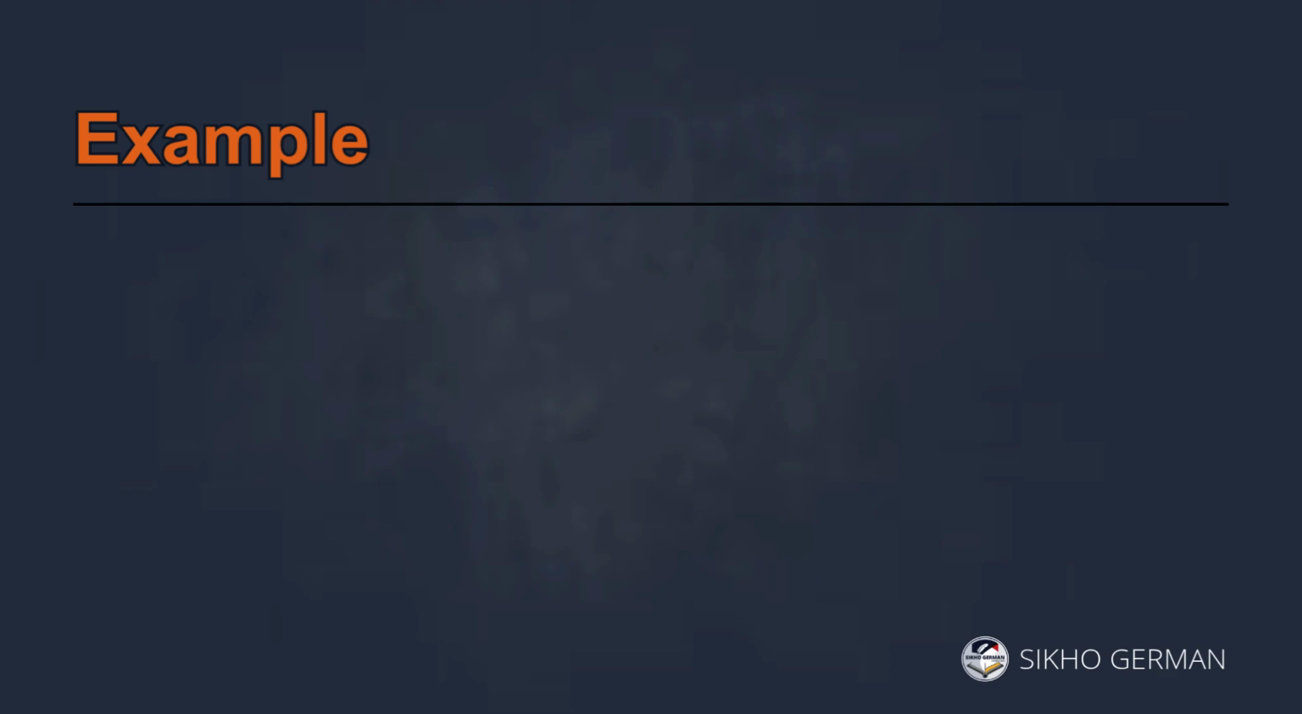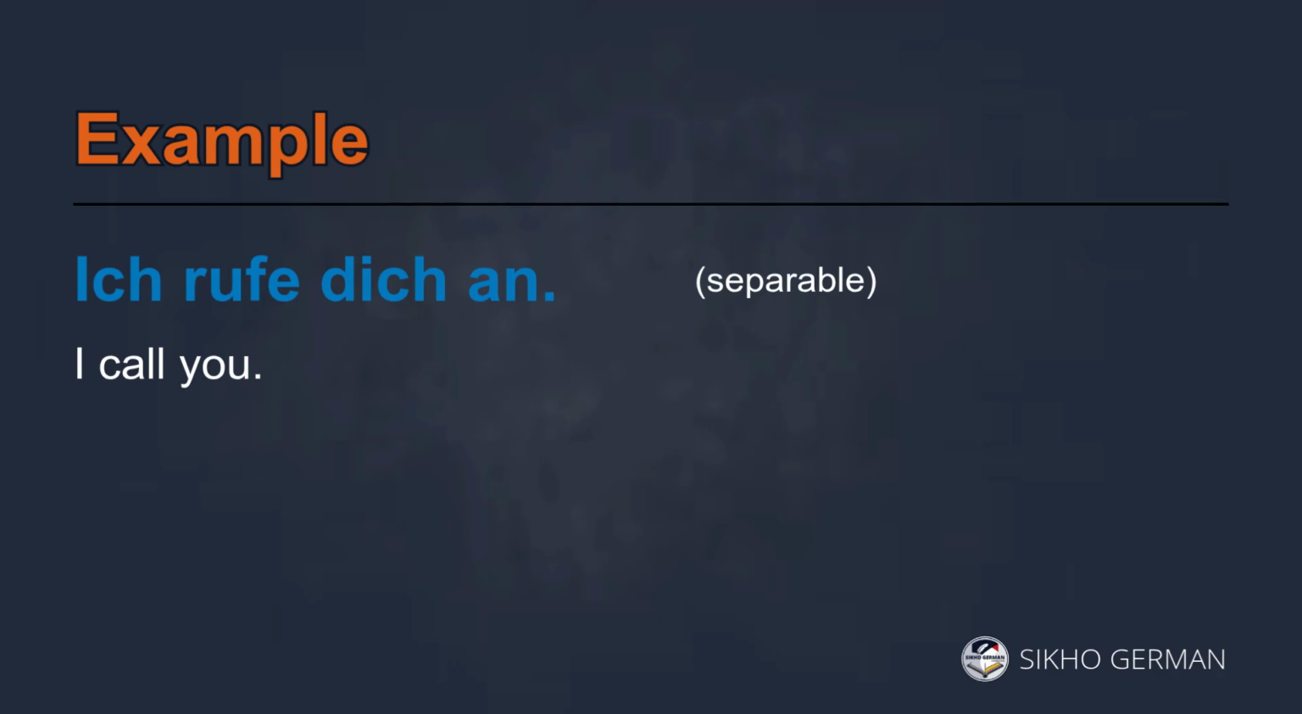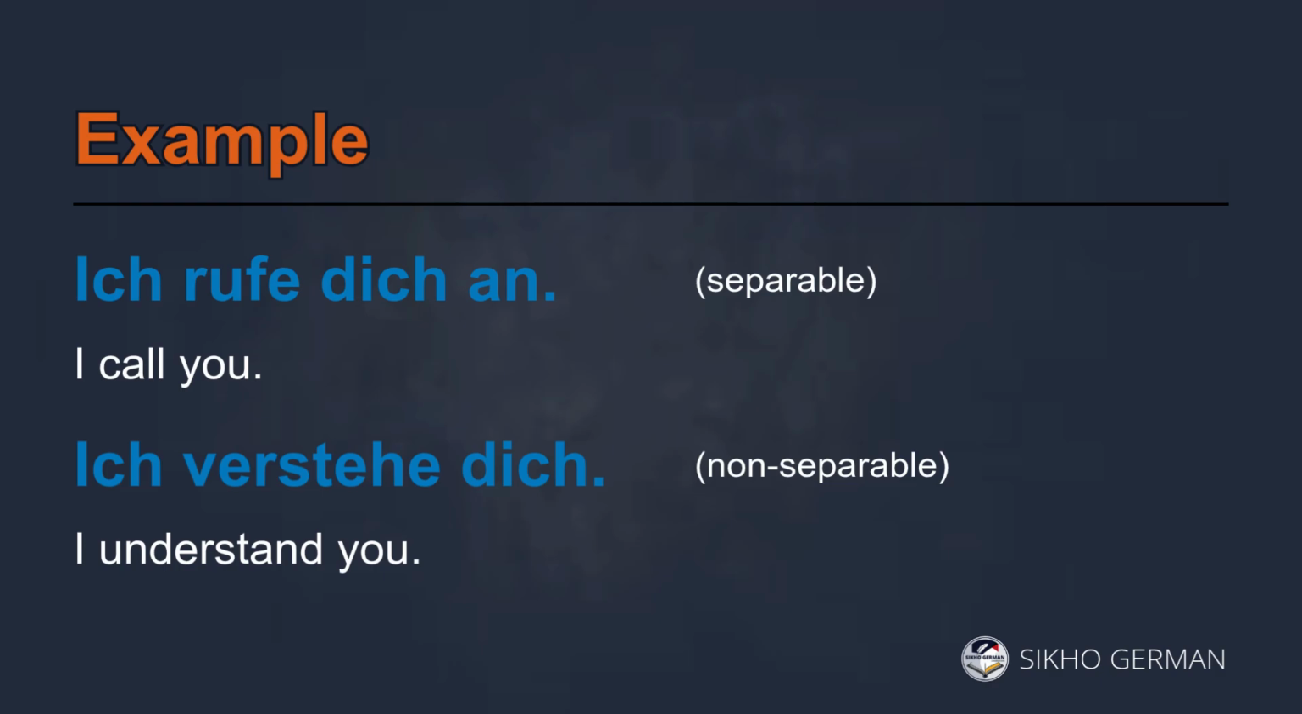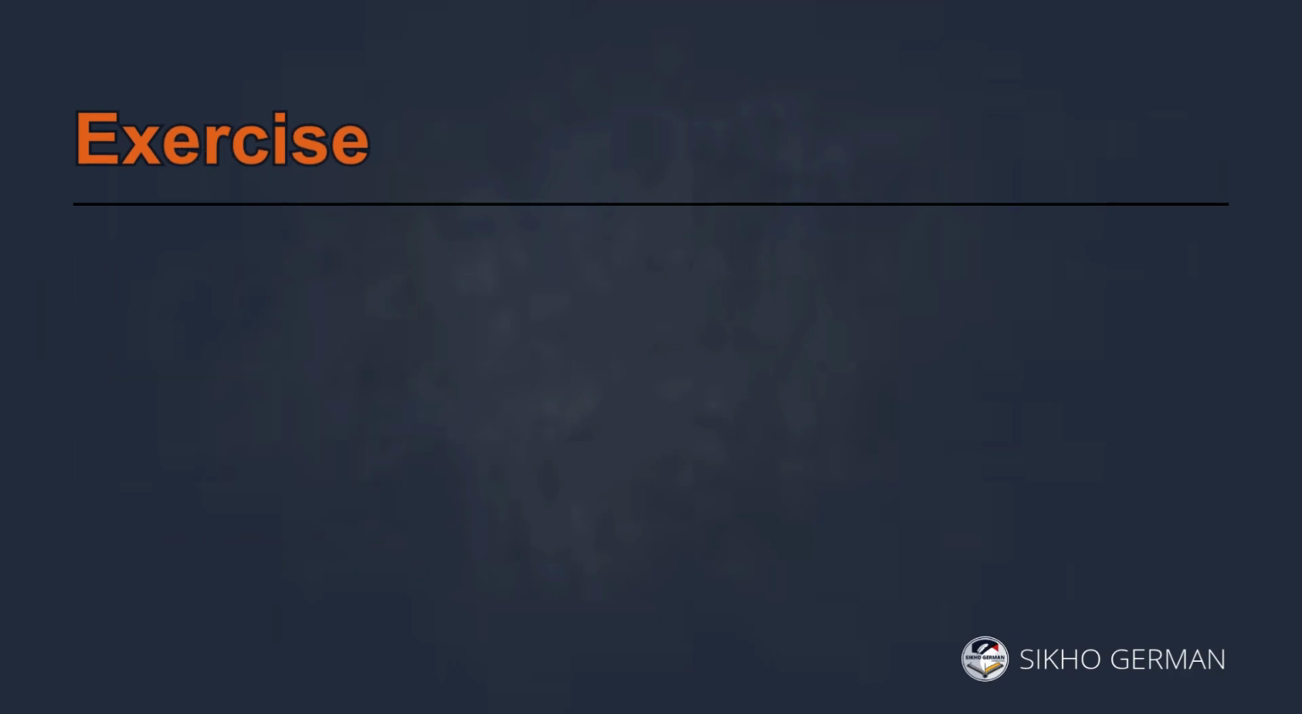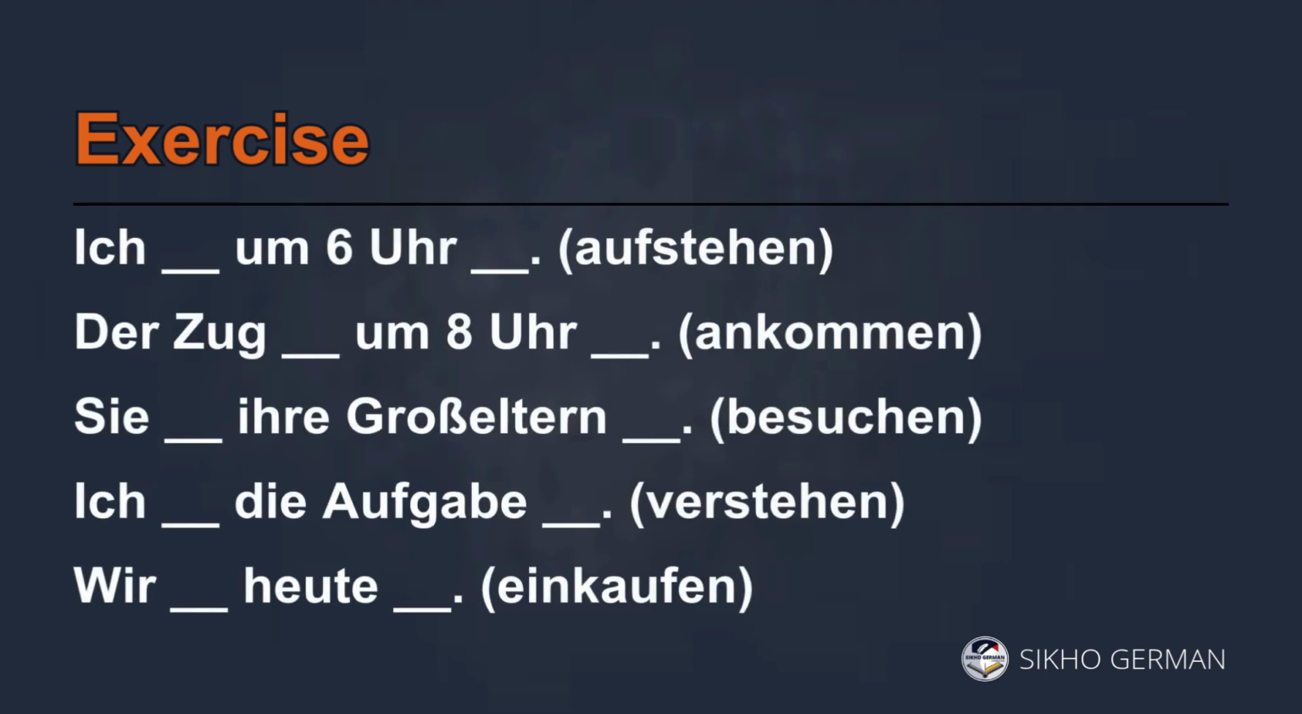Let's look at them together in context. Separable. Ich rufe dich an. I call you. The an goes to the end. Non-separable, ich verstehe dich. I understand you. The ver stays attached. Now it's your turn to practice. Let's see if you can conjugate these verbs correctly. You need to decide if they separate or stay together. Pause the video and try to fill in the blanks.